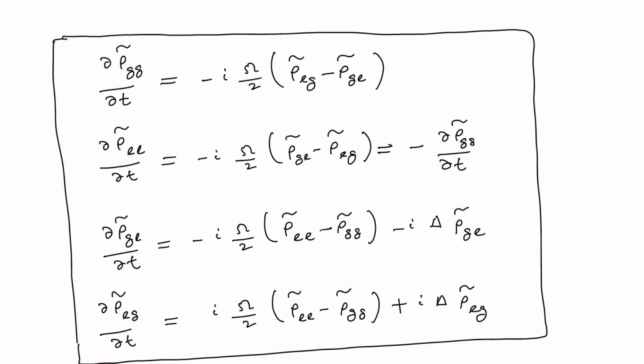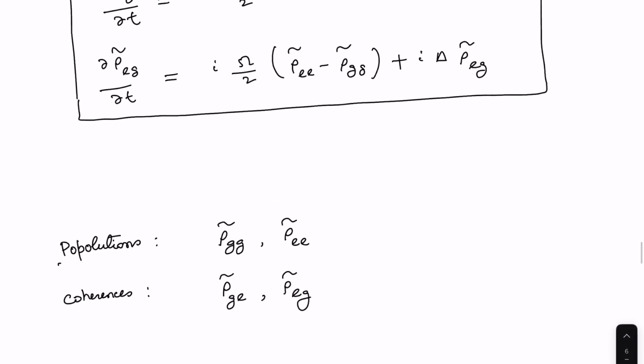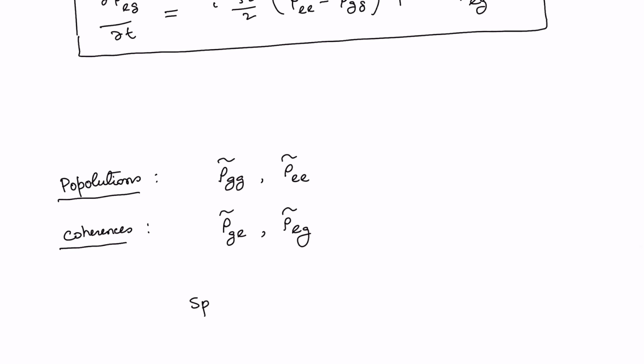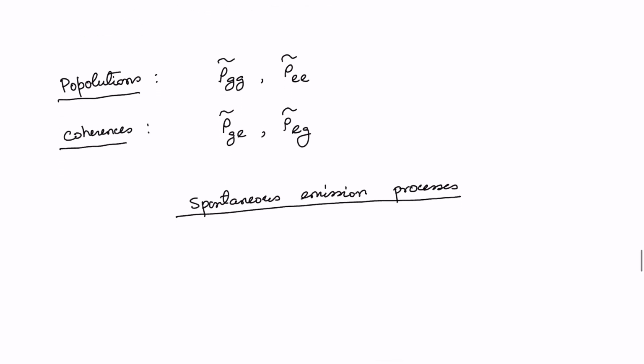Now these equations that describe the dynamics of the populations and coherences of the two-level atom interacting with the classical light field do not take into account the so-called spontaneous emission processes. I'm sure all of you know what I mean by spontaneous emission, because in a realistic situation, even in the absence of interaction, if the atom is in an excited state, after some time it falls down to the ground state by emitting a photon.